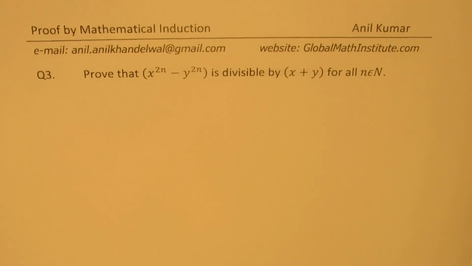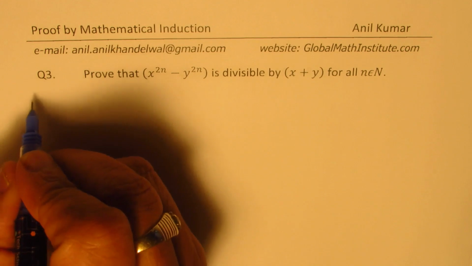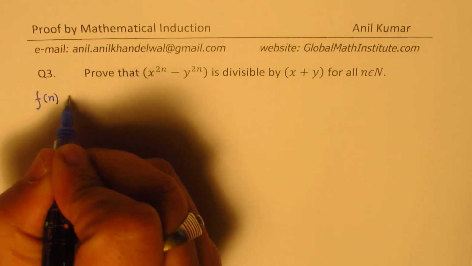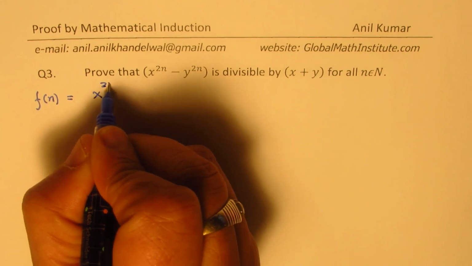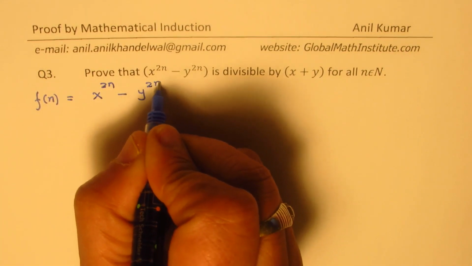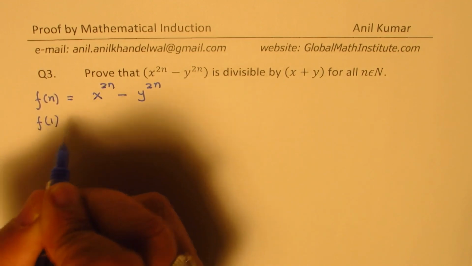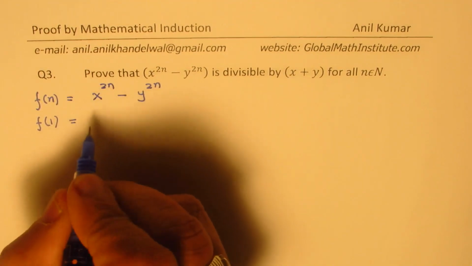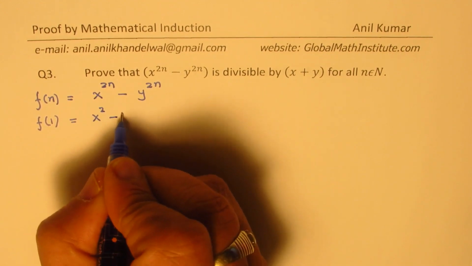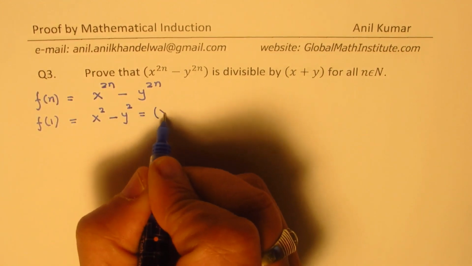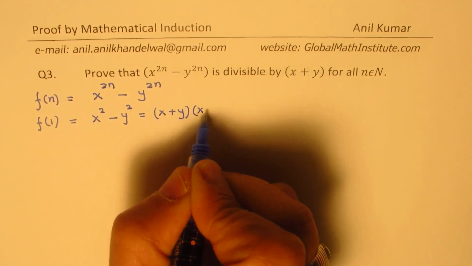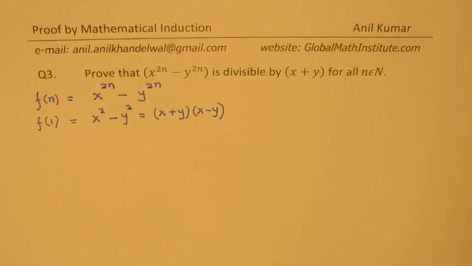Question number 3 here is to prove that x to the power of 2n minus y to the power of 2n is divisible by x plus y for all n belongs to natural numbers. So we'll again begin with writing this as a function of n, which is equal to x to the power of 2n minus y to the power of 2n. For f of 1, let's check if it is really divisible by x plus y. So we get x squared minus y squared, which can be written as x plus y times x minus y. So definitely this is divisible by x plus y, right?